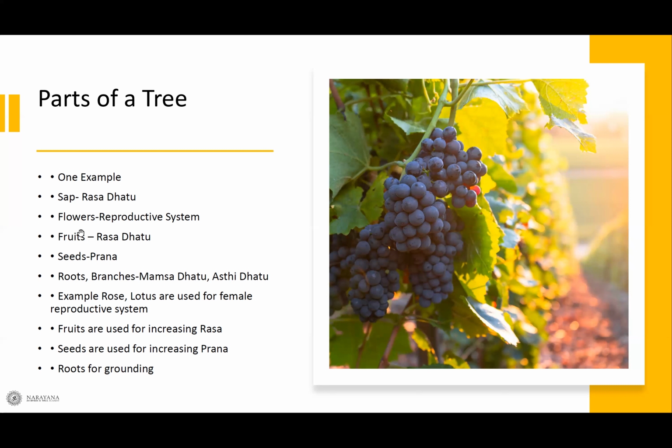When you have any flower, can you think of a flower which would be... No, flower itself is the reproductive system of the plant, right? Correct? Can you think of a flower which is good for the reproductive system of a woman? Ashoka. Rose, Ashoka. Marigold. Can you name some other flowers? Lavender. If it is a flower, you can close your eyes and it's good for women. Some are obviously a lot better.